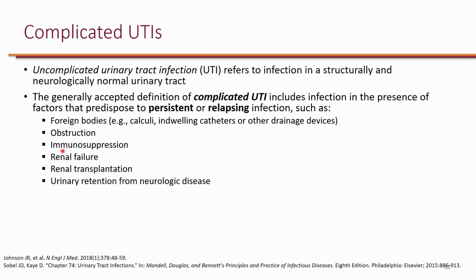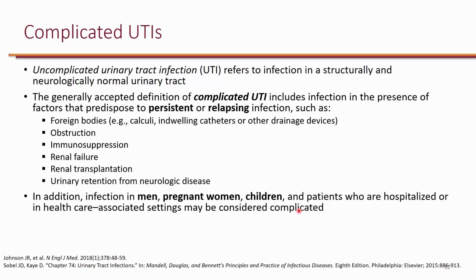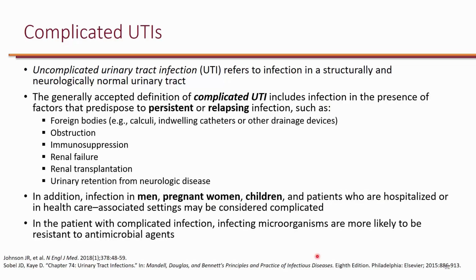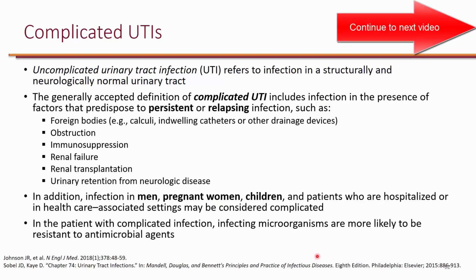These are risk factors that basically disrupt the normal flow of the urine, which is supposed to clear the bacteria out and maintain a sterile urine. In addition, infection in men, pregnant women, and children are also considered by most experts complicated UTI. And the reason we try to distinguish complicated UTI is because these infections are more likely to be due to resistant organisms. So having that in mind, it helps selecting antimicrobials when treating complicated UTIs.